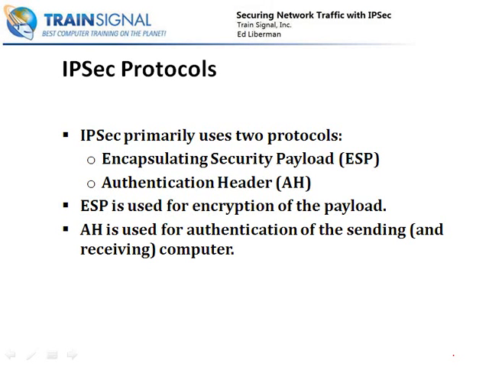But to keep it real simple here, I just want you to hang on to one short piece of knowledge, and that is that ESP is used for the encryption of the payload, for the actual encryption of the data, whereas AH is used for the authentication of the sending, and you'll notice in parentheses here I have and receiving computer. And the reason I put and receiving is because remember, there is a mutual authentication. So again, just real quick, real easy, one simple thing to remember. ESP is used to encrypt the actual data, the actual payload, and AH is used for the authentication, and so you can verify the validity of who's actually transmitting and receiving the data.